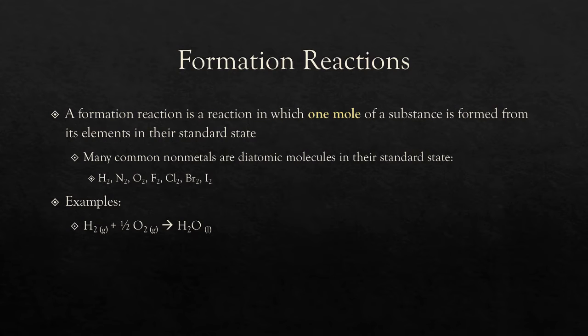Just note that state symbols are also important here because the elements that we're making these out of must exist in their standard state. Here's another example. To make CH4 from its elements, we would need carbon, which exists as a solid, and hydrogen gas, which is diatomic. Balanced, that would be 1 carbon and 2 H2s.